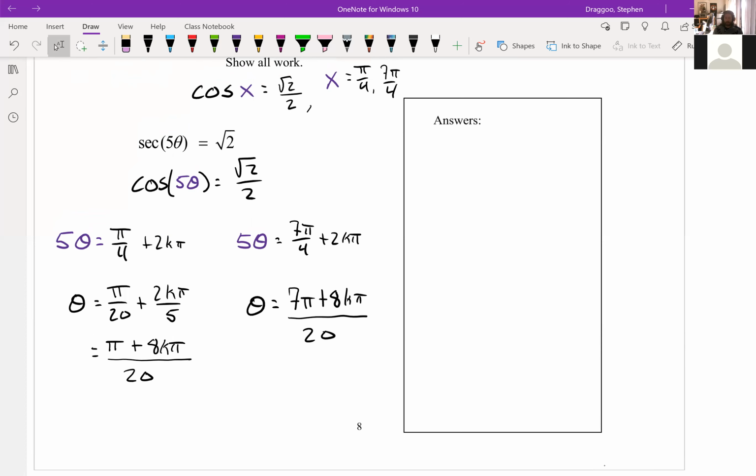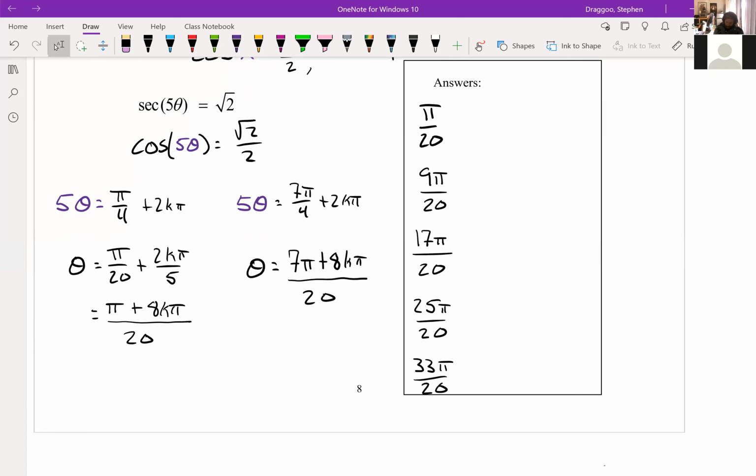Right, and I wanted all the answers between 0 and 2 pi, so I should start listing out values in these sequences until I get up to 2 pi. Starting with the first one, we'd have pi over 20, plus 8 will be 9 pi over 20, plus 8 will be 17 pi over 20, 25 pi over 20, and 8 one more time, 33 pi over 20. Notice if I did it once more, I'd get 41 pi over 20, which is more than 2 pi, so I don't need to include that number.